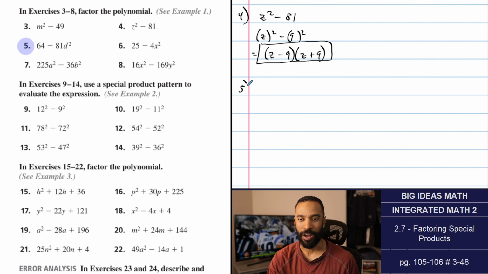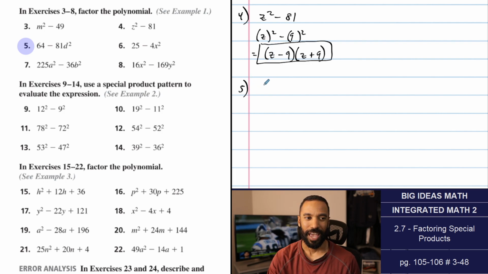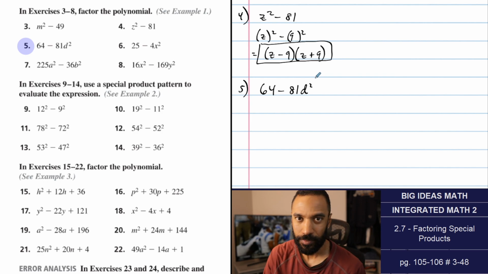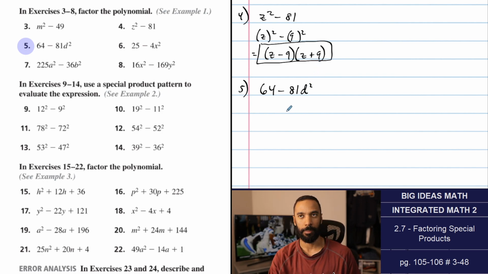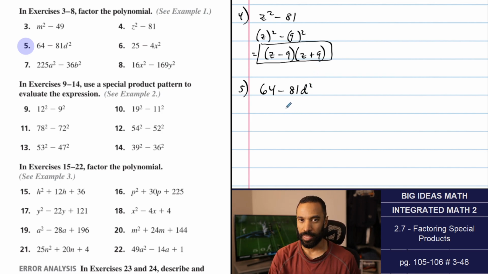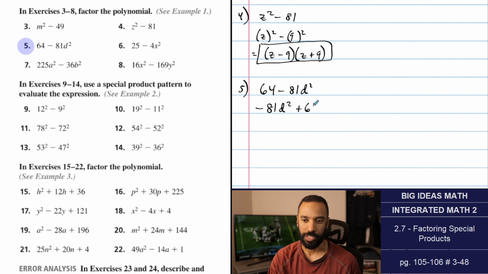I think it's better off that you actually do write that one first. Anyway, 64 minus 81d squared. Now, I'll tell you what, they only ask you to factor it. But because of the very common practice of getting things in standard form first before we move on, I'm actually going to do this. Negative 81d squared plus 64.